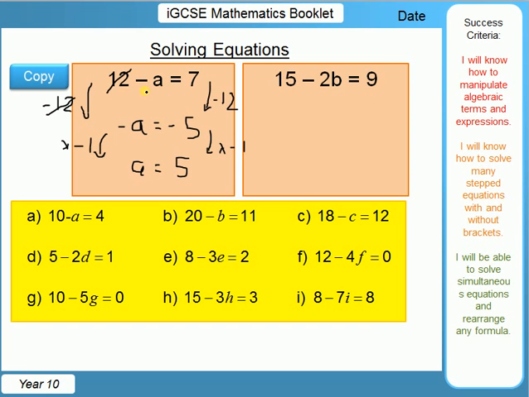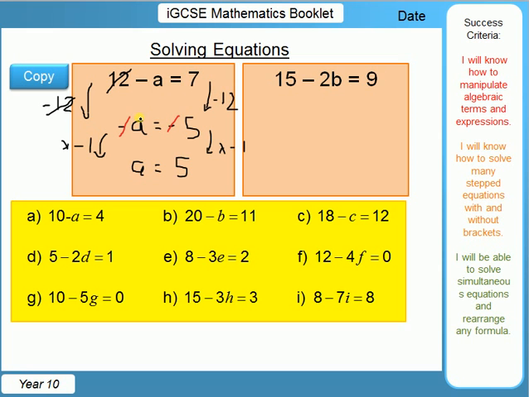Now, the quick way you can remember this is, if I've got minuses on both sides of the equation and everything's a minus, you can simply cancel the minuses and you're left with a equals 5. So that's another way of remembering the same key idea, like so.